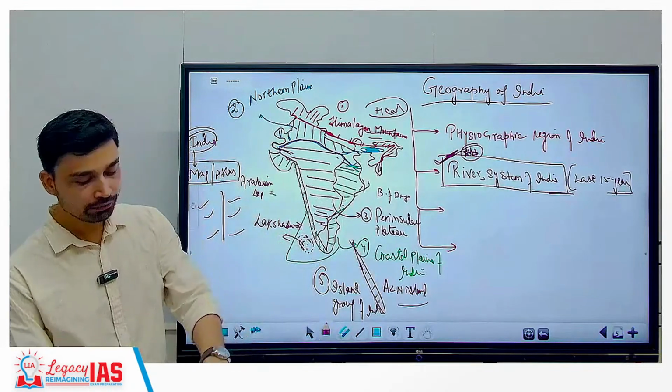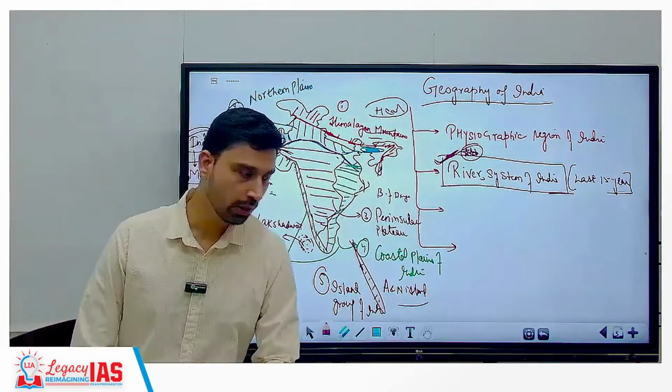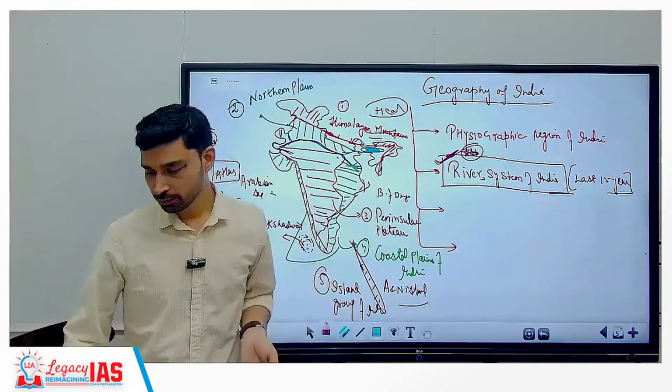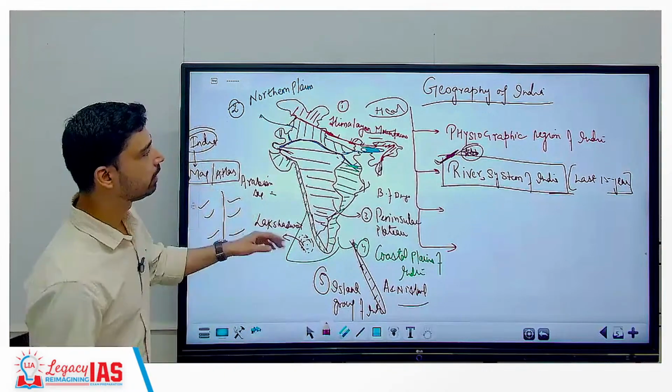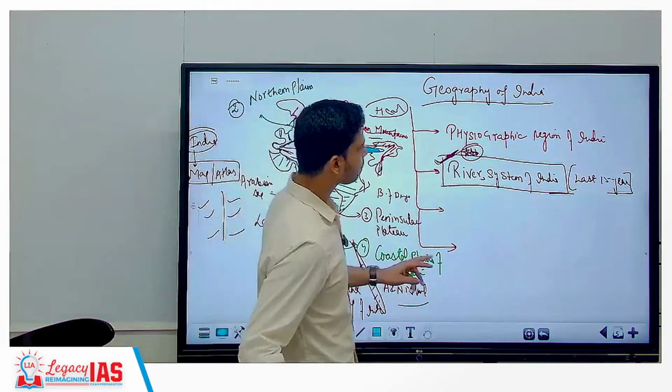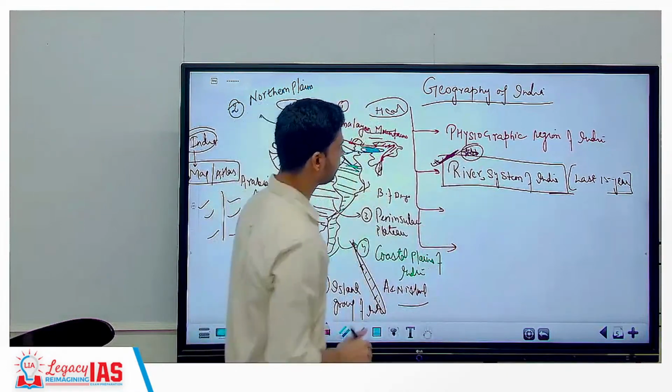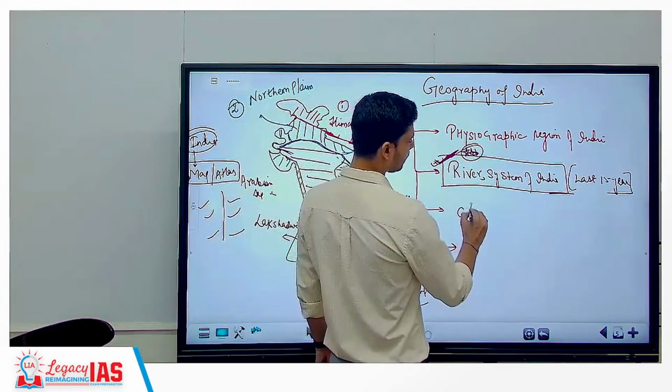In peninsular India, which is the longest river? Godavari. Okay, so that is why Godavari is also called as what? Southern Ganga. Because of its cultural, religious, and agricultural significance. So very, very important, most important actually part of Indian geography, river system of India. After that, we have to study the climate of India.